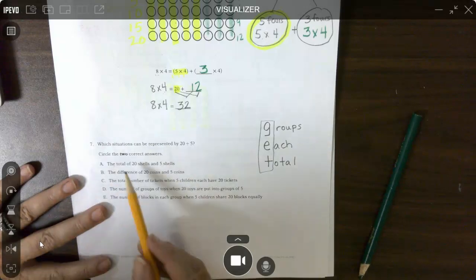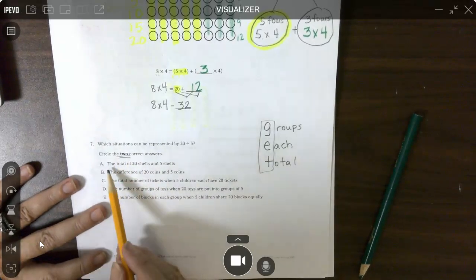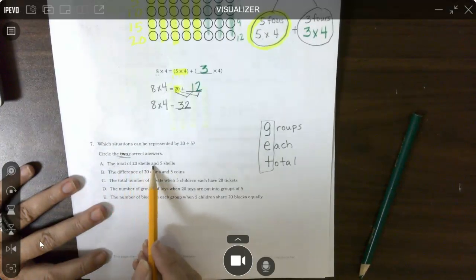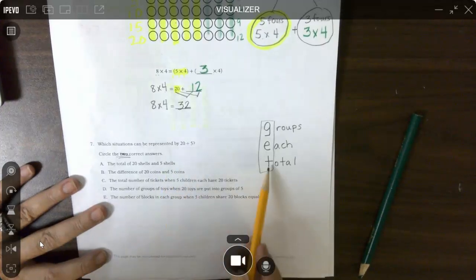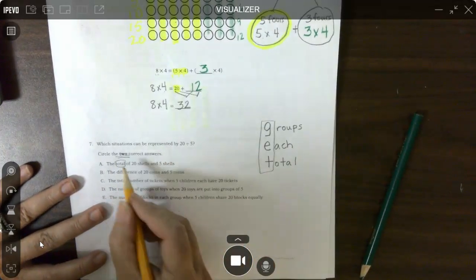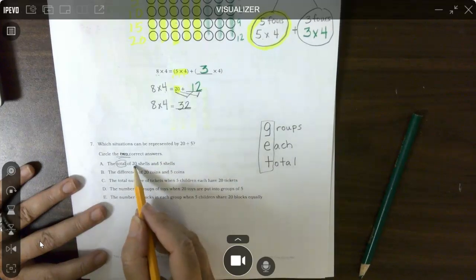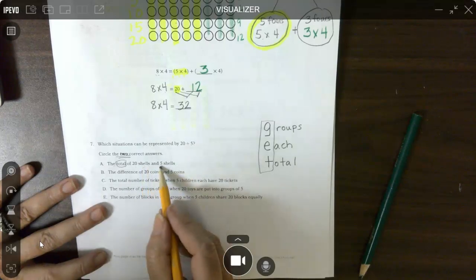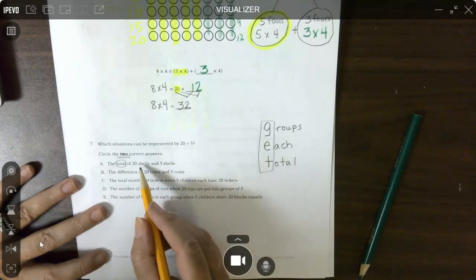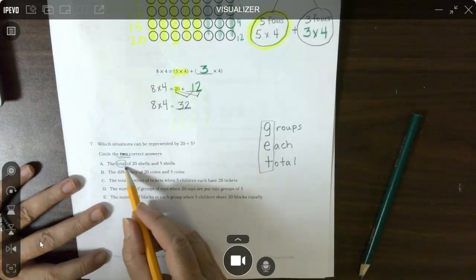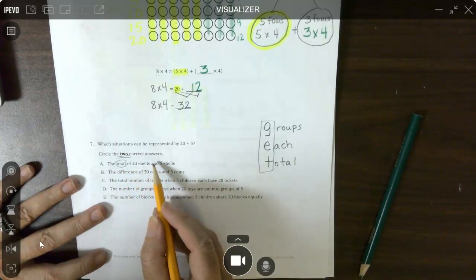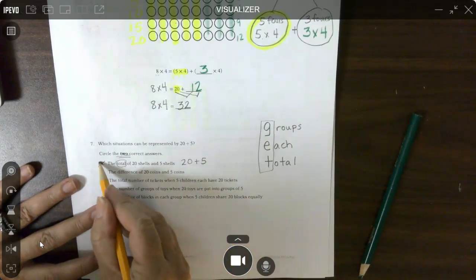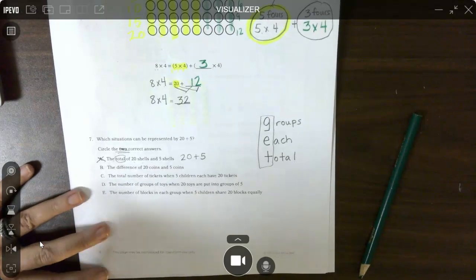Okay? Looking, I need 2 choices. The total of 20 shells and 5 shells. I do see the word total there, but I don't have 20 groups. I don't have 20 in each group. I don't have 5 groups. I don't have 5 in each group. When I read this as a whole, I realize that it's asking me to put those 2 amounts together. 20 plus 5. Not the answer I'm looking for.